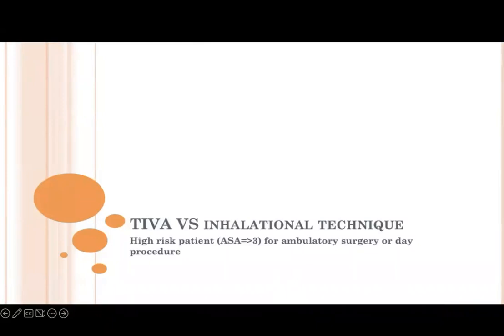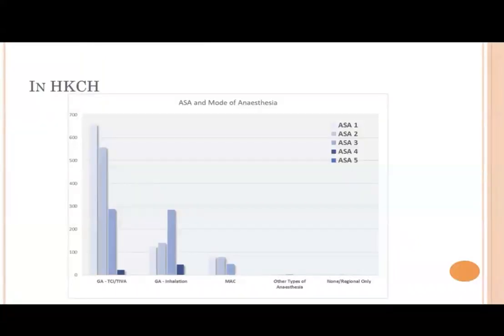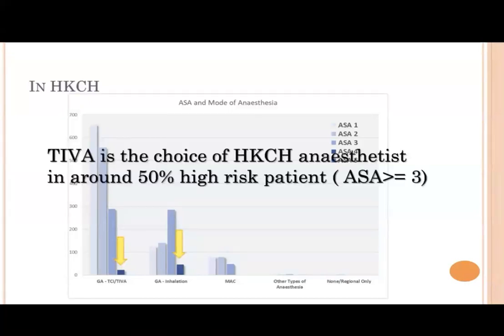Now we continue to our presentation. This is the data from my hospital. For ASA 3 patients, half of them receive the TIVA technique and half receive the inhalational technique for all operations. And for ASA 4 patients, you can find that some anesthetists still prefer the TCI technique, although for the inhalational technique, more anesthetists will choose it as a first choice. So in my hospital, TIVA is the choice for our anesthetists in around 50% of high-risk patients.